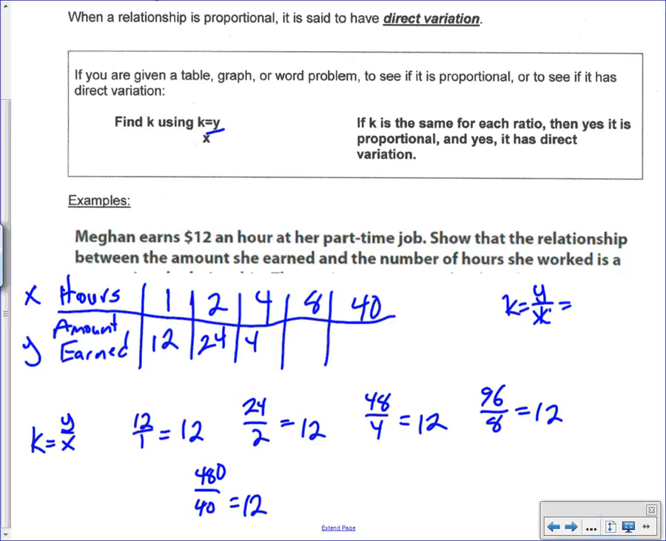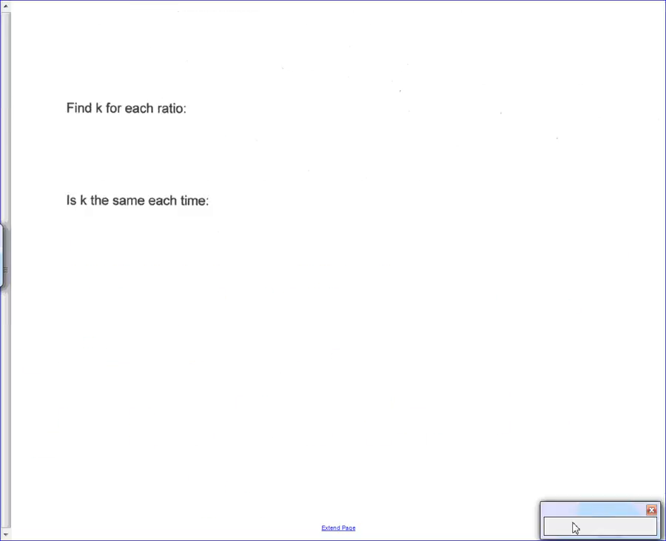24, 48, 96, 480. Okay. All right, so then write the equation for the relationship. All right, so let's move on to down here. So find k for each ratio.